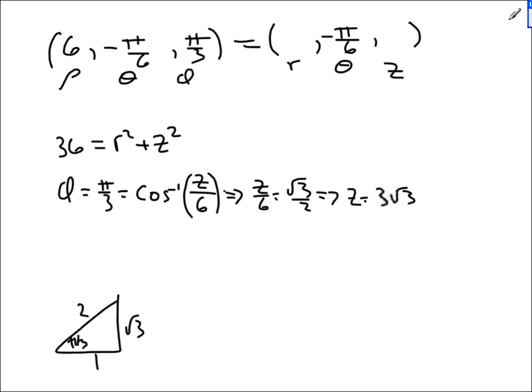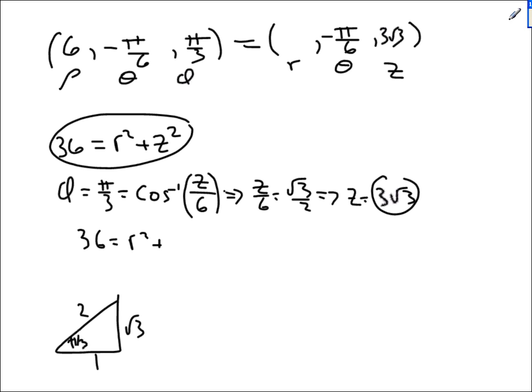So I have z, 3 square root of 3. But now with this and our knowledge of what z is, I can figure out what r is. 36 is r squared plus this squared. 9 times 3, 27. This must be 9. After all, 9 plus 27 really is 36. So r squared is 9. R is 3. So the answer is 3, negative pi over 6, 3 square root of 3.